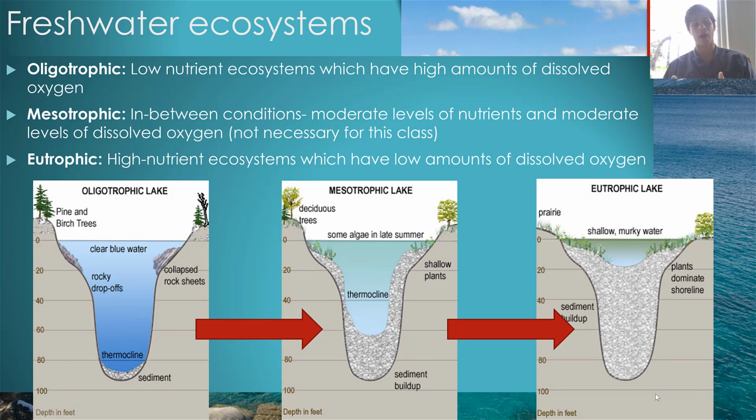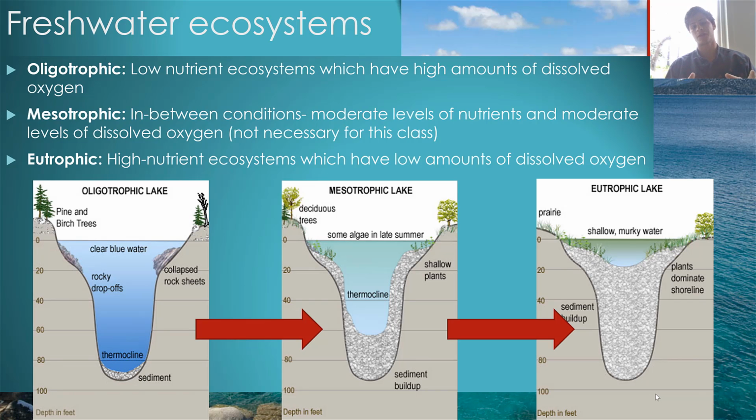Then moving forward, you have what's called your mesotrophic systems. Meso just means middle, and so you're going to have in-between conditions between moderate levels of nutrients and moderate levels of dissolved oxygen. These lakes are going to be a little bit shallower. Basically, sediments have kind of come in and filled in. You're going to have more phosphorus and more nitrogen, so more food for plants. As a result, you're going to have more biological activity, and it's going to support more levels of life.